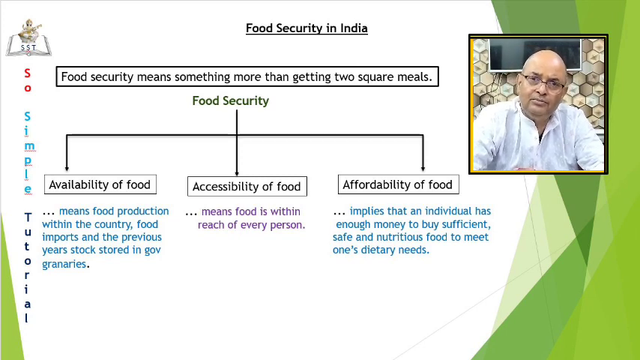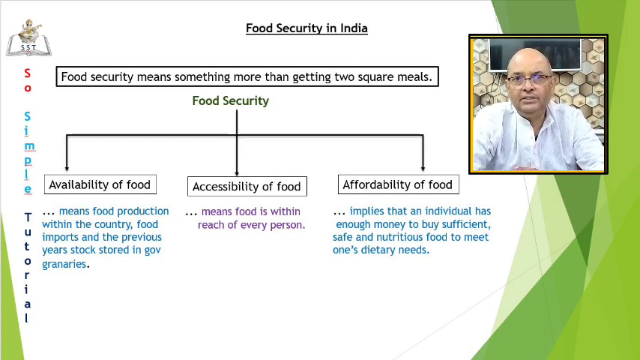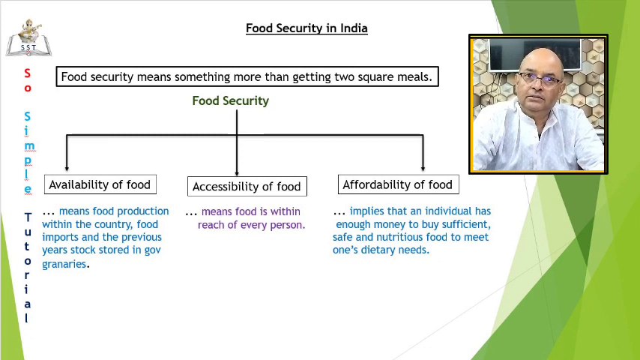Second, accessibility. Accessibility means that the food is within the reach of every person. Simply having enough food in a community is meaningless if one has no access to it. Just think about the situation that the godowns are full of grains, rats are enjoying a picnic every day, but people are dying of starvation. That means people do not have access to these food grains. This should not be the case.